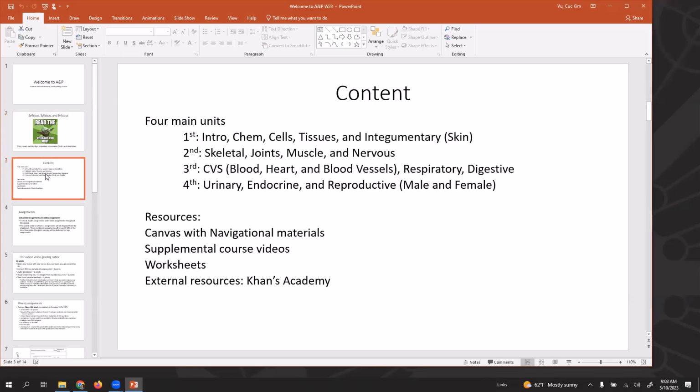All right. So this course is divided into 4 main units. The first unit is introductory to anatomy, physiology, chemistry, cells, tissue, and the integumentary system, otherwise skin. And after the first unit, you'll have an exam. The second unit covers skeletal, joints, muscle, and nervous. And then after that, you'll have an exam. It seems like very little, right? Because it's only 1, 2, 3, 4 units, where the other one's 1, 2, 3, 4, 5.